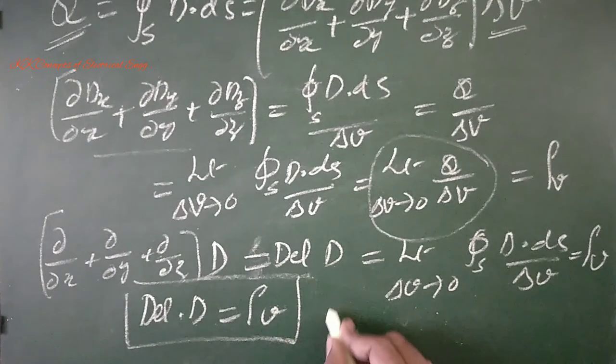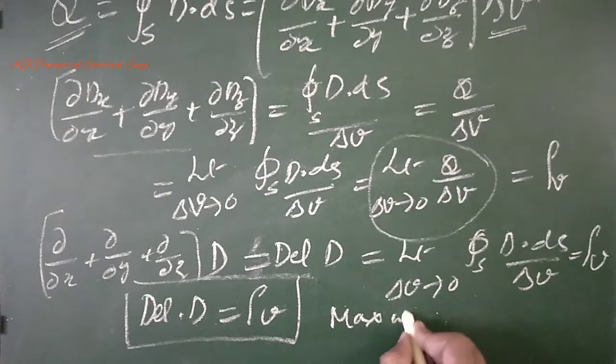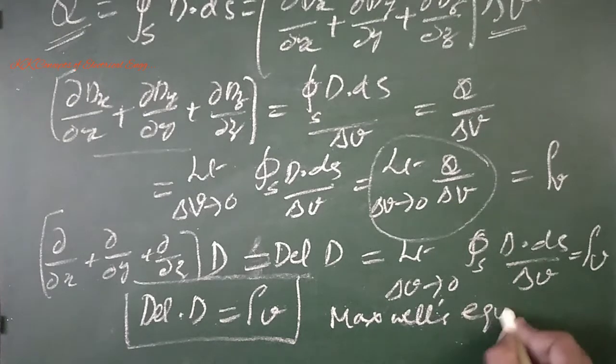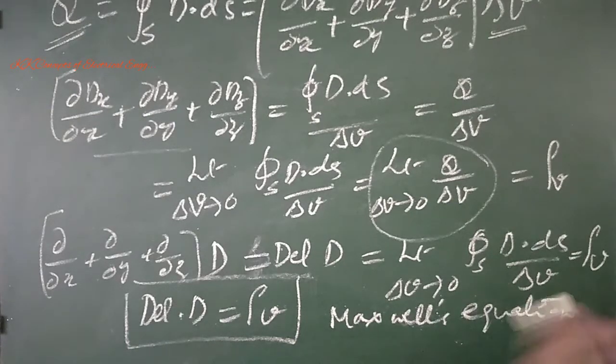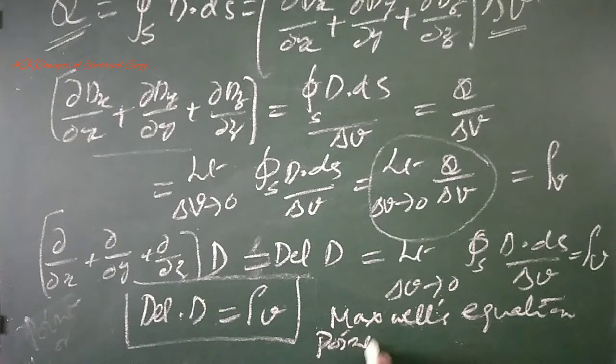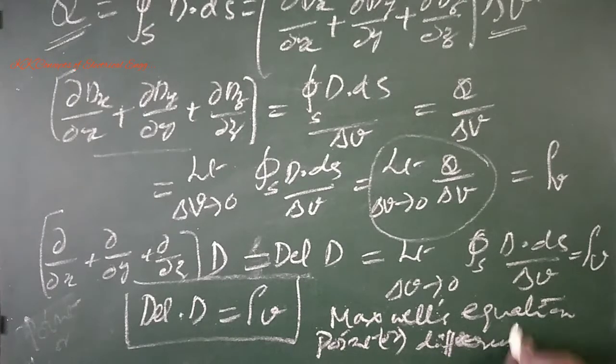This is one of Maxwell's equations, also known as the point or differential form of Gauss's law, and it is applied in electrostatics and steady magnetic fields.